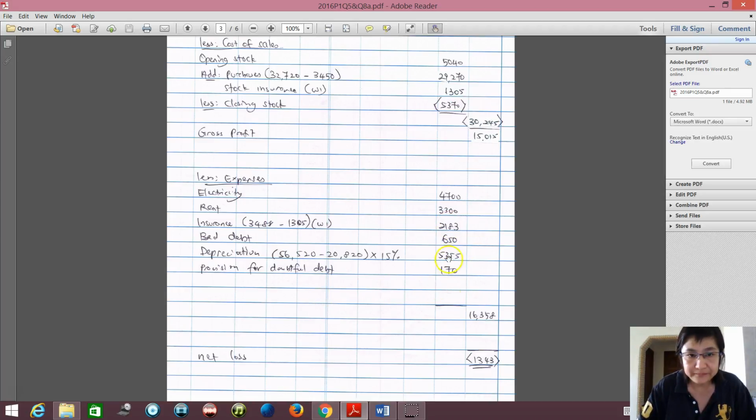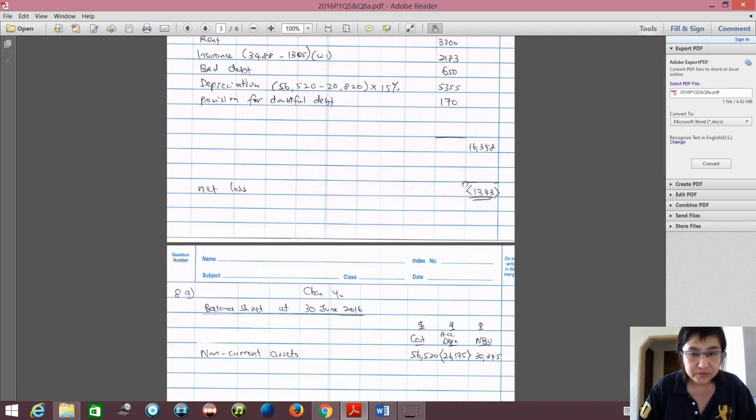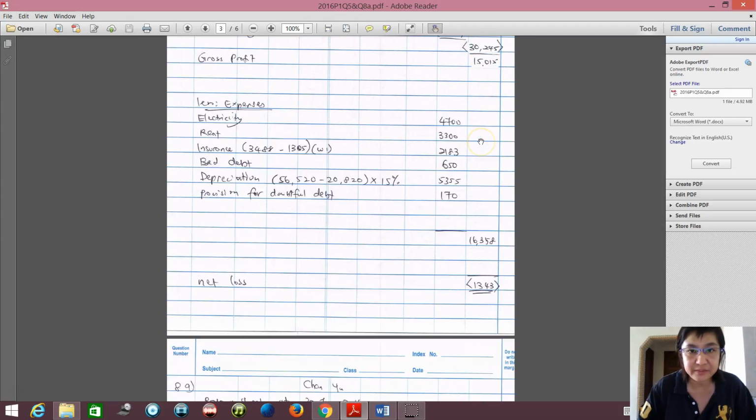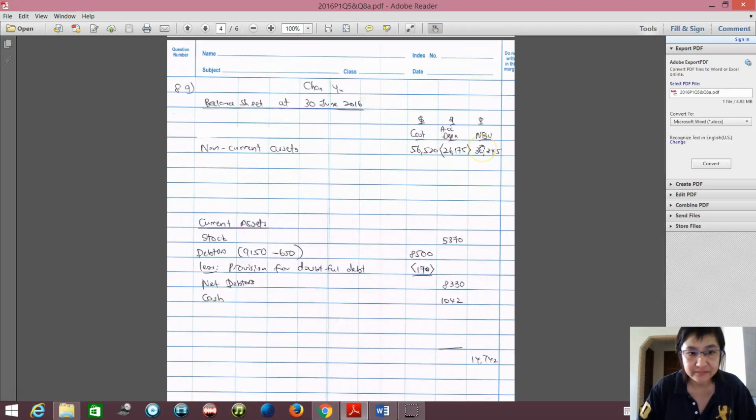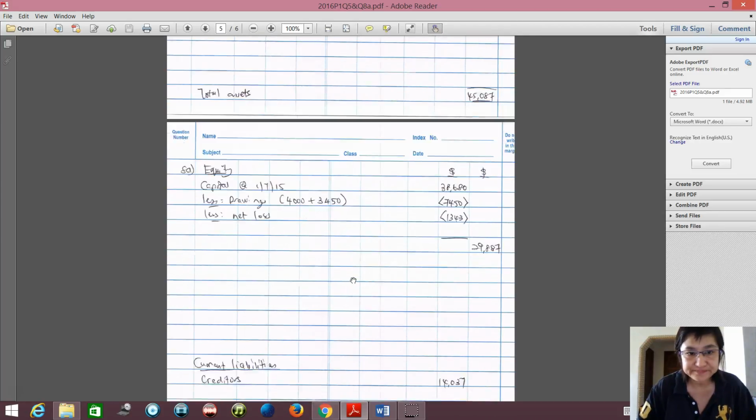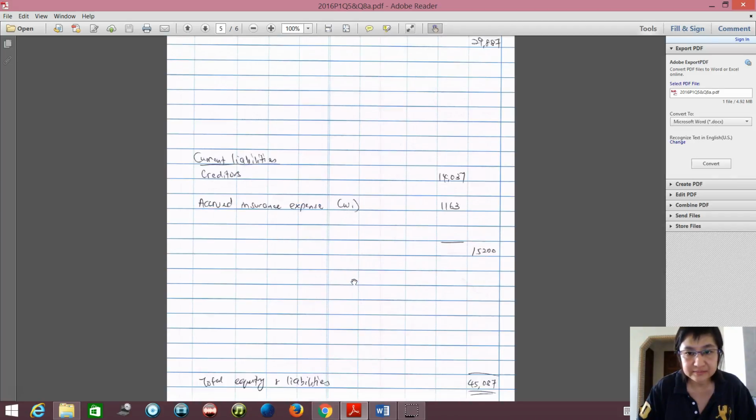The rest, for those students who have revised very thoroughly, is nothing unusual. It is what you have been practicing throughout your course of A levels, right? Students who have revised thoroughly would have been able to do the rest of the numbers without much difficulty. Debtors, this is a bad debt. I hope that students have gotten most parts correct.